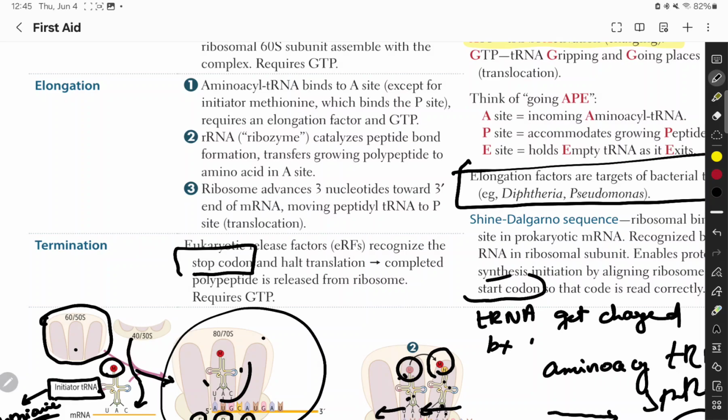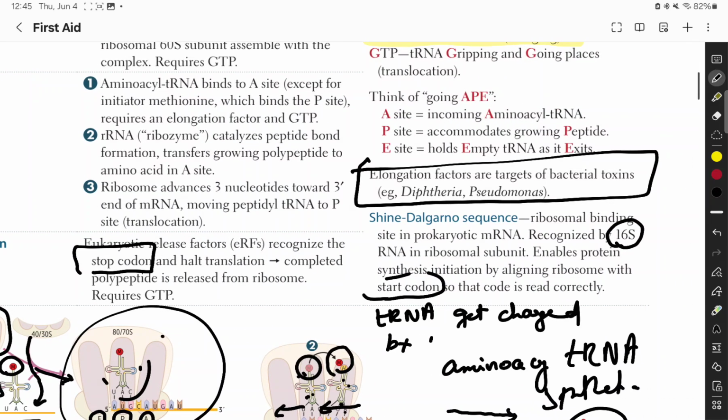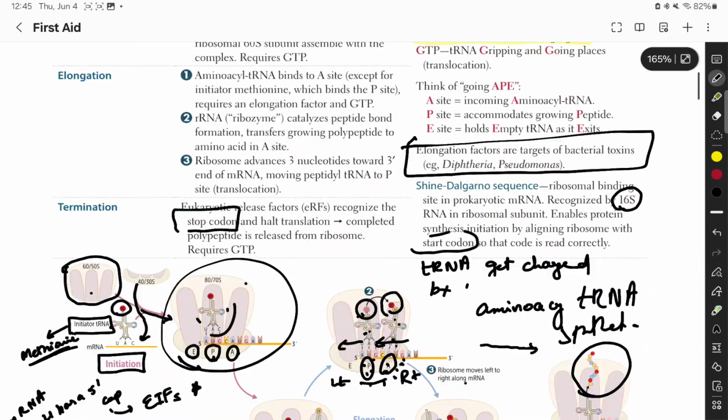So we need to remember that elongation factors are targets of bacterial toxins such as diphtheria toxin and Pseudomonas toxin. So this is for protein synthesis.